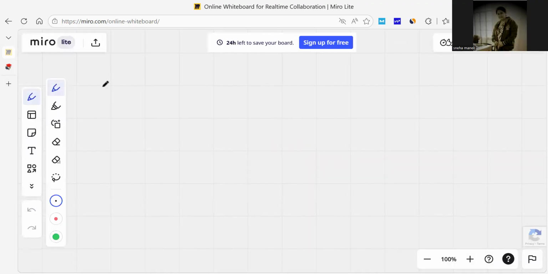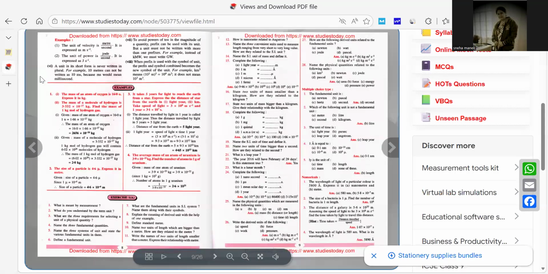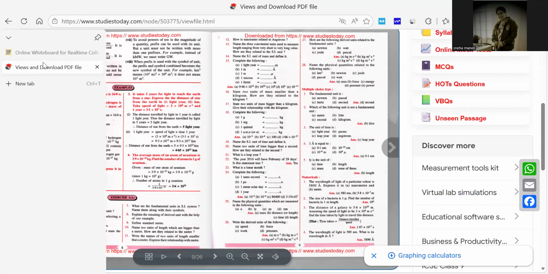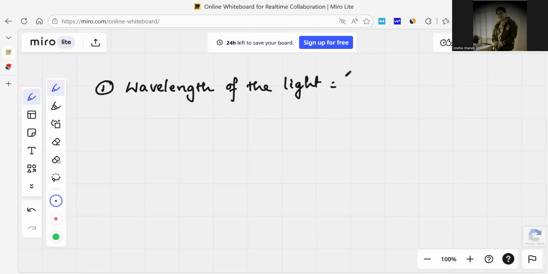Yes. So number one, the wavelength of the light that's given is 5800 angstrom, and we have to express that in nanometers first. 5800 angstrom. Now, the first part is to express this in nanometer.